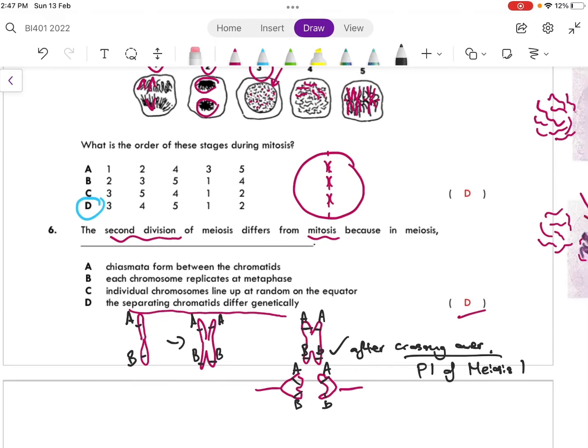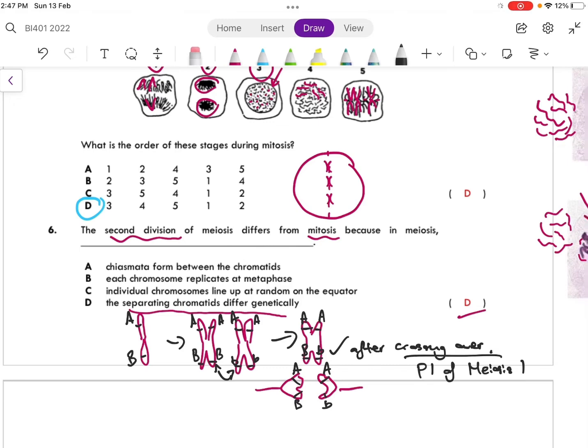But in meiosis, what will happen is that if there is a crossing over, so let me draw another homologous chromosome. Okay, maybe it is exactly the same, but maybe here is small b. If there is crossing over, then it can result in this over here.